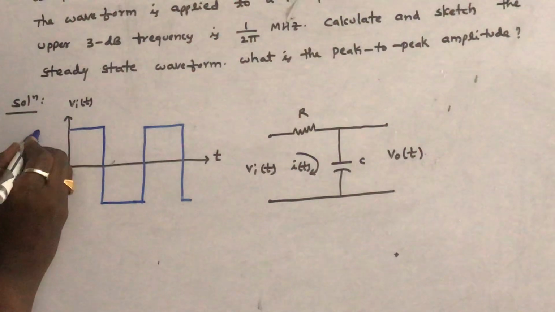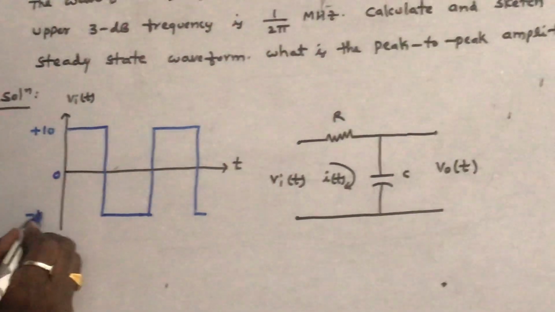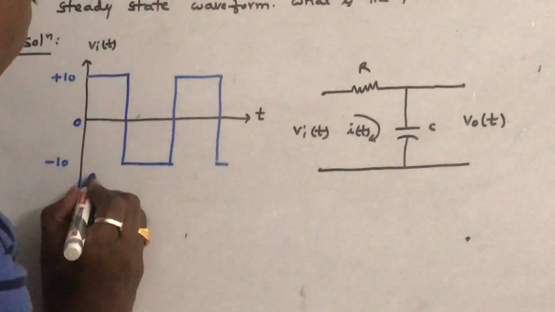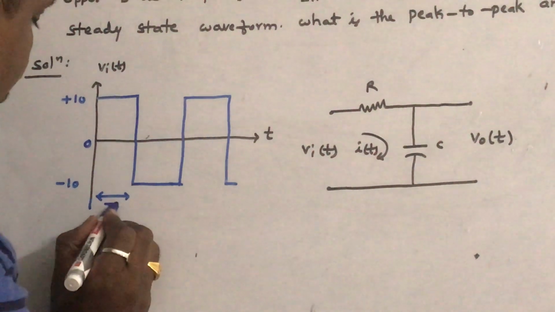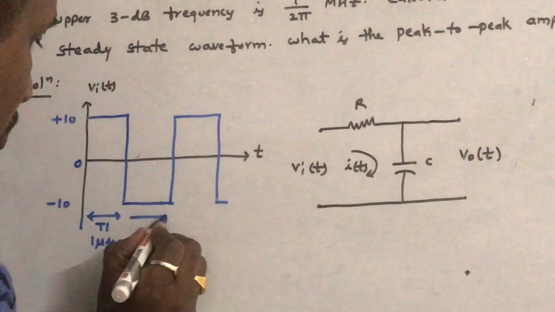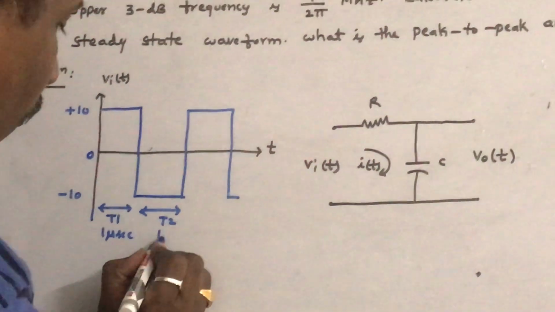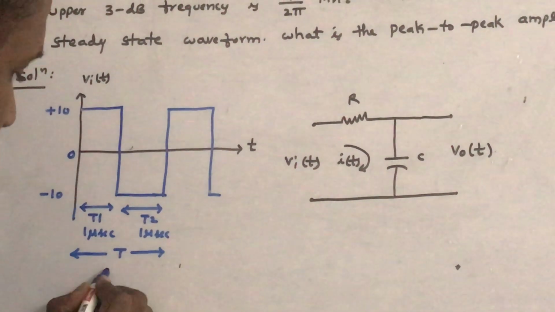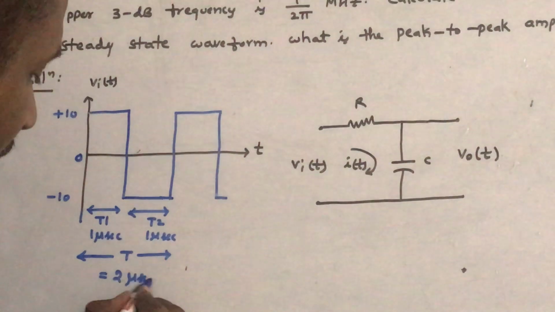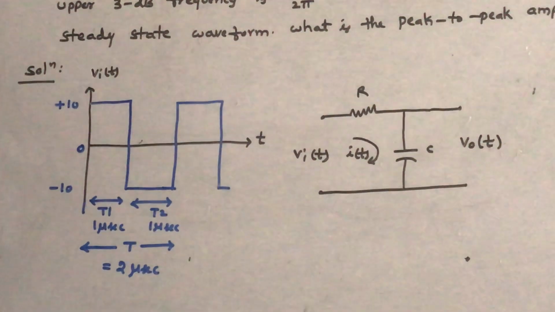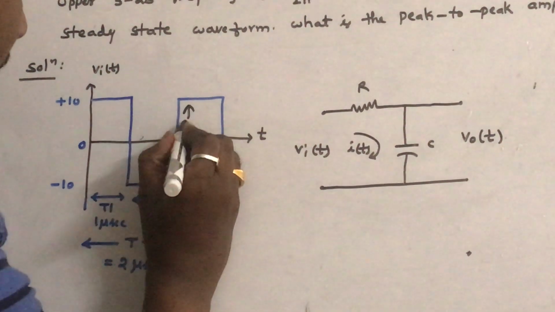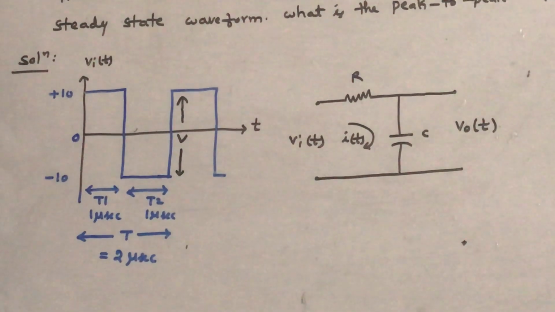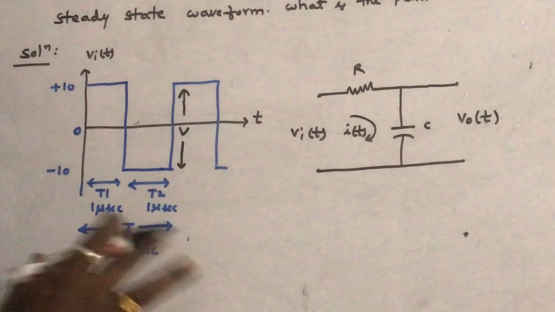What is the peak to peak amplitude? It is given as 20 volts. So that means this is plus 10 volts and this is minus 10 volts. The time period is given as 2 microseconds, that means this duration T1 is 1 microsecond, and T2 is also 1 microsecond, so the time period T is equal to 2 microseconds. The peak to peak amplitude is 10 minus of minus 10, so the peak to peak amplitude V is equal to 20 volts. So this is the given information.